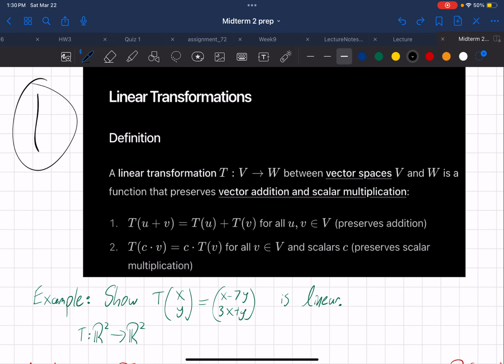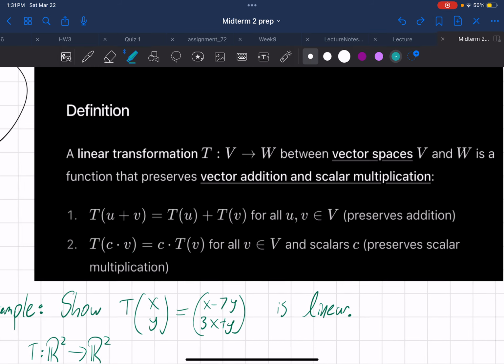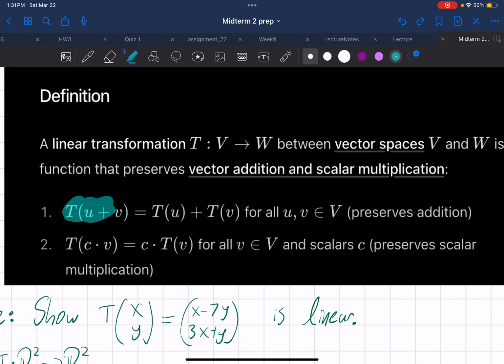A linear transformation is simply a mapping from one vector space V to another vector space W that preserves our regular notion of vector addition and scalar multiplication. Now, what does that actually mean? That means that the transformed version of adding two vectors u and v should simply be equal to the transform of u plus the transform of v. And this works similarly with scalars.